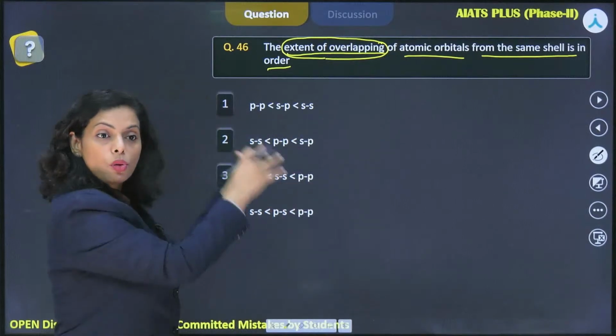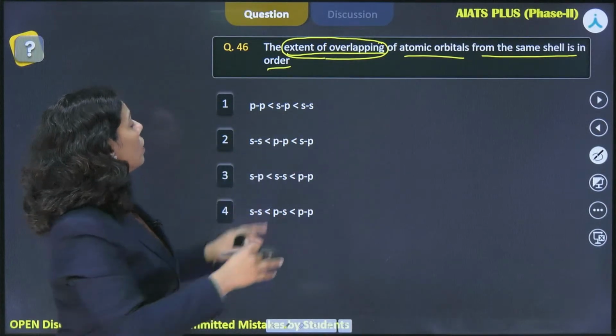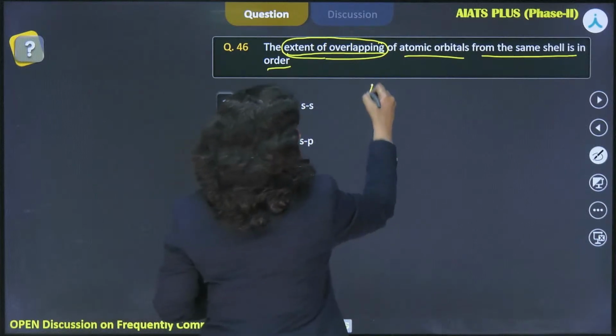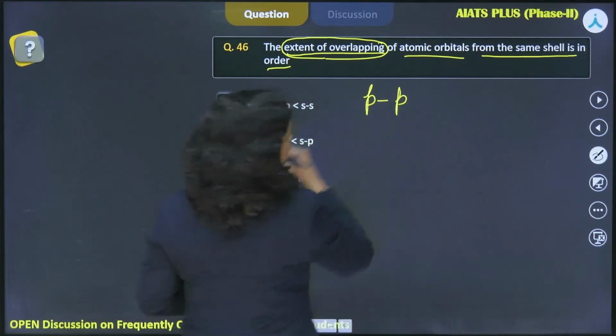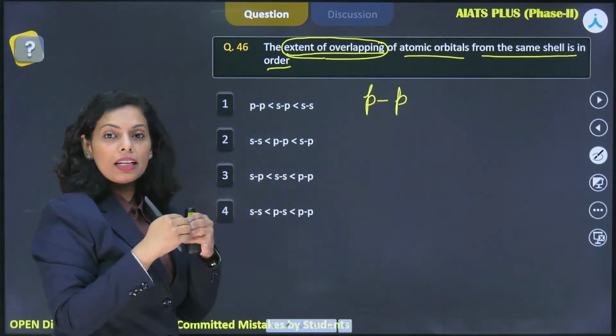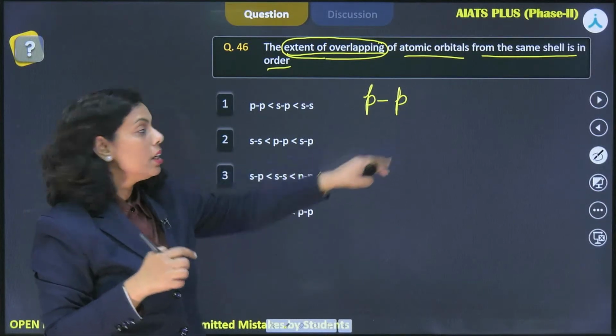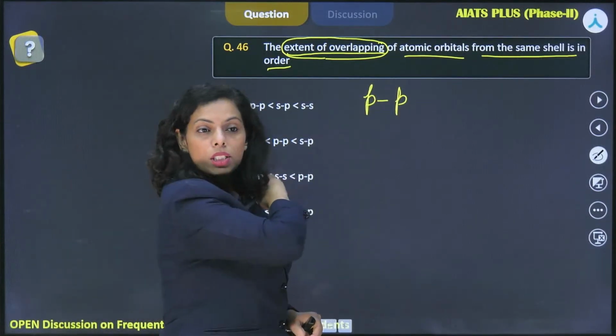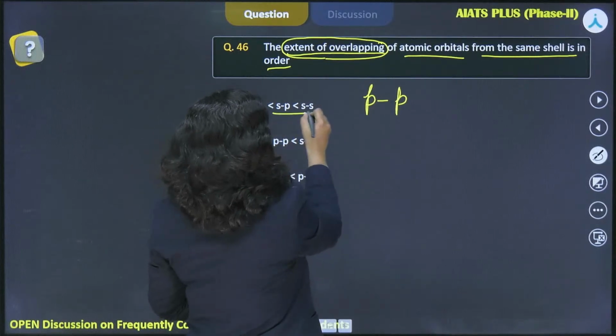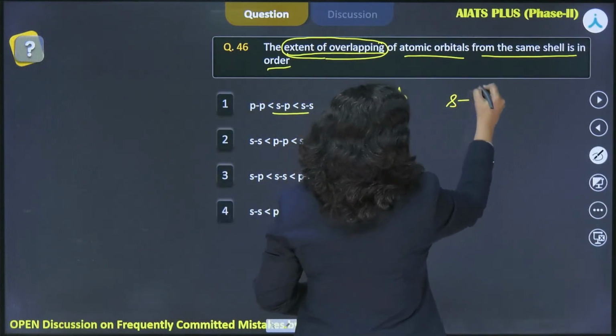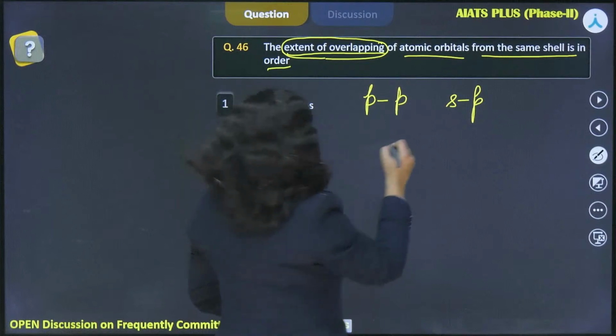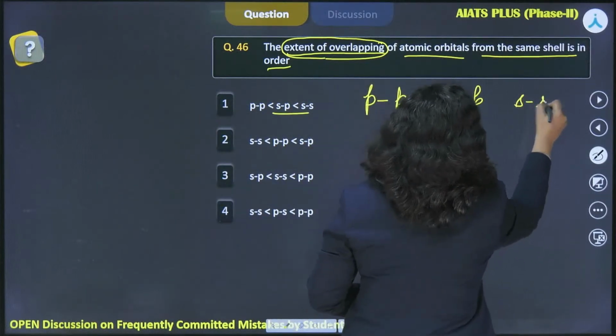So now if I'm just looking at the question, you have the options in which you have p overlapping. The two p orbitals came in contact and they overlapped, right? So this is sigma overlapping, a single bond is formed. Same way for sp, there is the overlapping, and then ss overlapping, right?